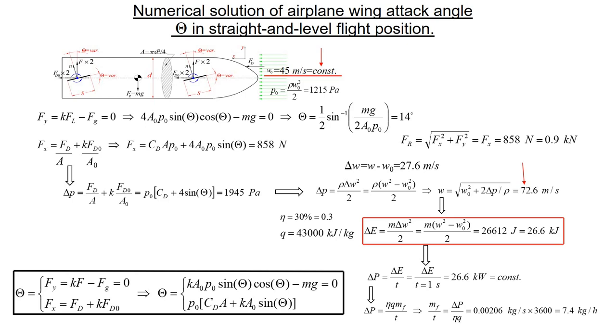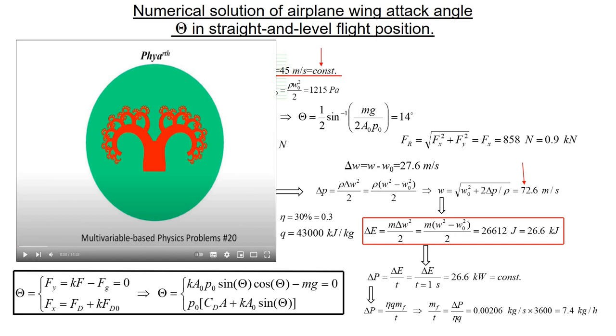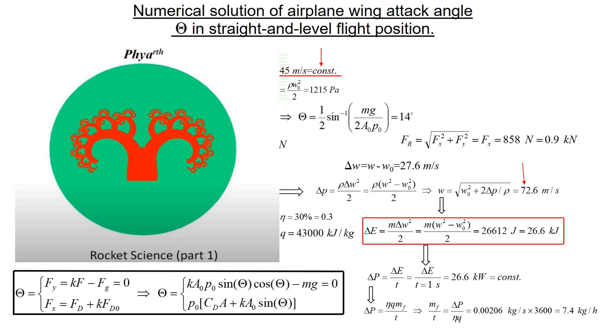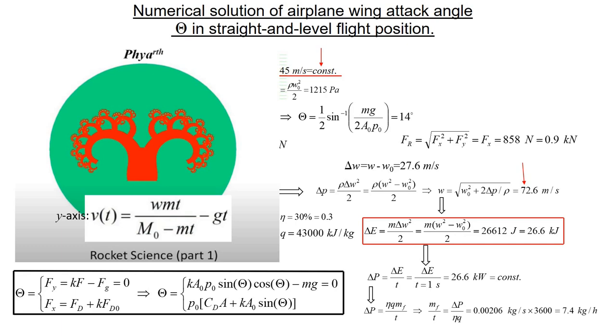I recommend watching my video titled Multivariable Based Physics Problems. The video essay explains the difference between single variable and multivariable physics problems. Here is another of my recommended videos: Rocket Science Part 1. Rocket velocity in the y-axis direction is a single variable formula from time variable t. Here, from time t variable, rocket velocity in the y-axis direction changes in 3 places.